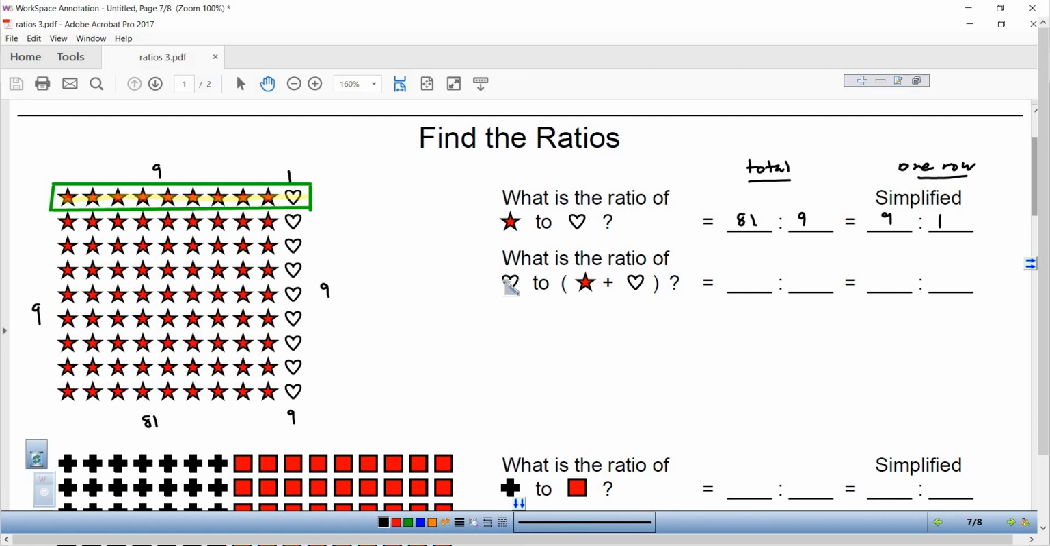Now we're going to do the total, but this time we're comparing the hearts to both put together. How many hearts were there? There were 9 total. Here we had 81 of these stars plus 9. 81 plus 9 is 90, right? So 9 to 90. This one simplifies pretty easily by dividing both by 9. 9 divided by 9 is 1, and 90 divided by 9 is 10. So this ratio simplifies to 1/10. But if we just look at 1 row, 9 plus 1 is 10, and one of those was the white heart.